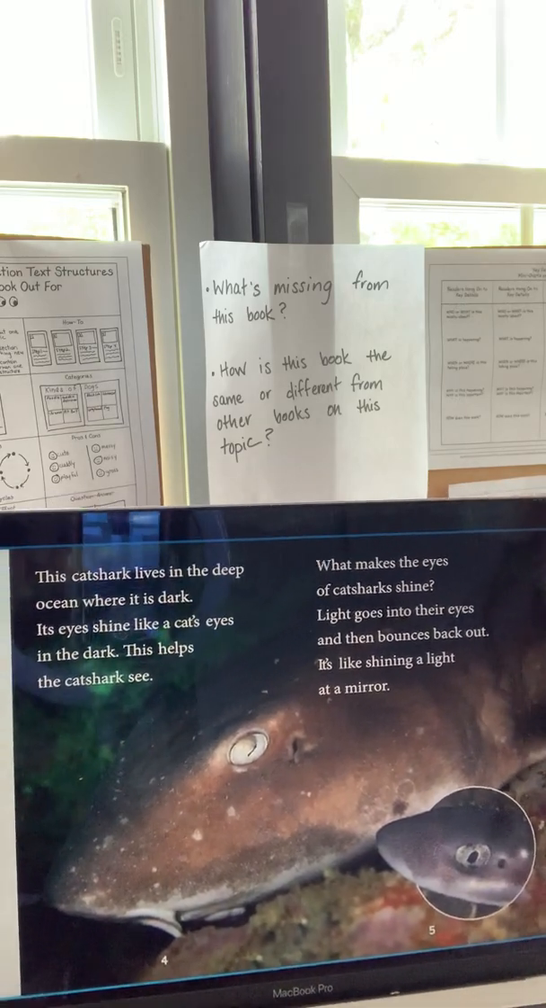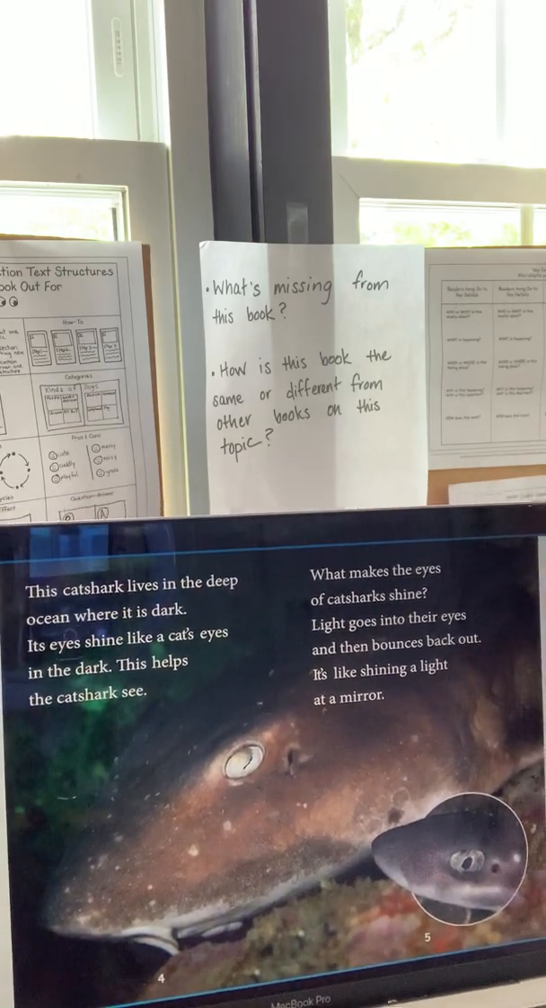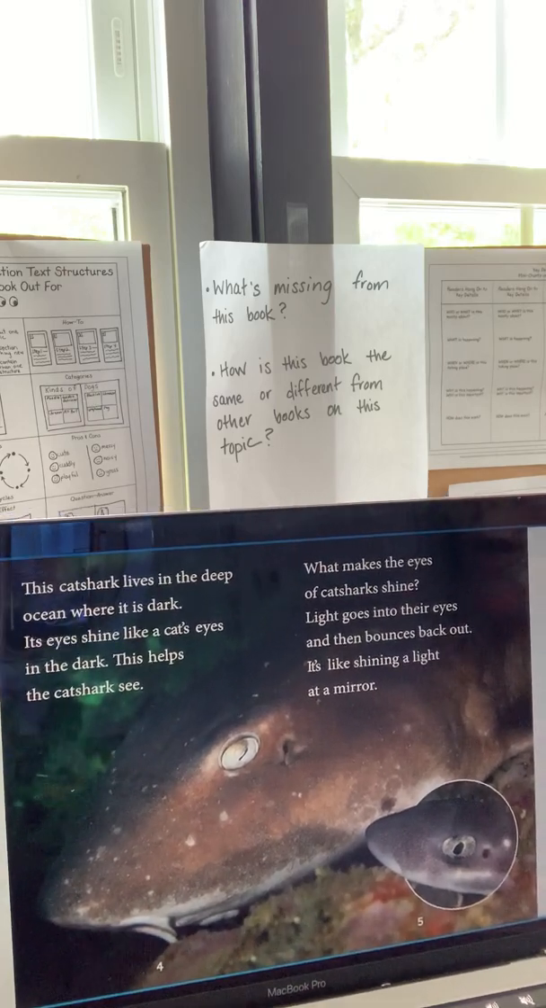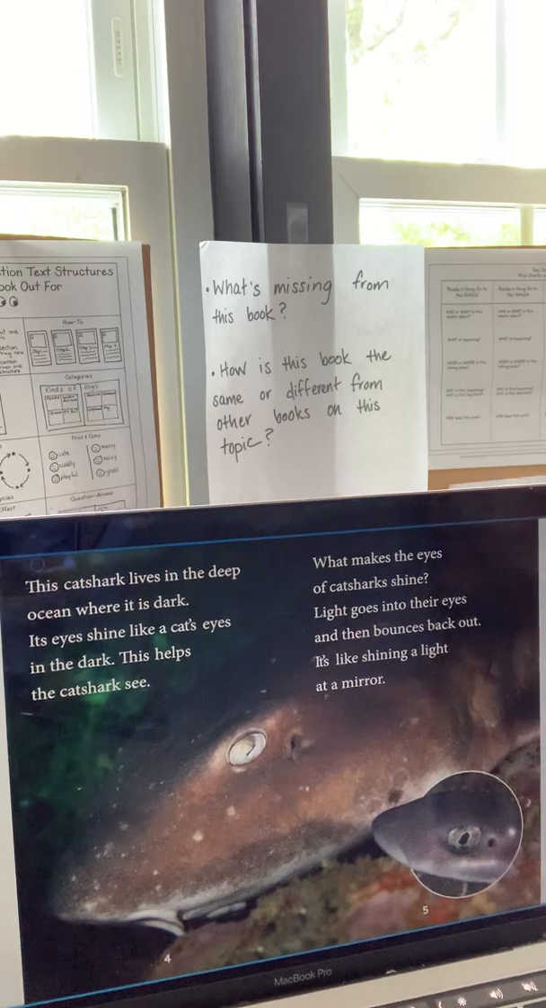So if we pause and think here about the questions we're thinking about today, what's missing from this book? How is this book the same or different from other books on this topic? What do you think?